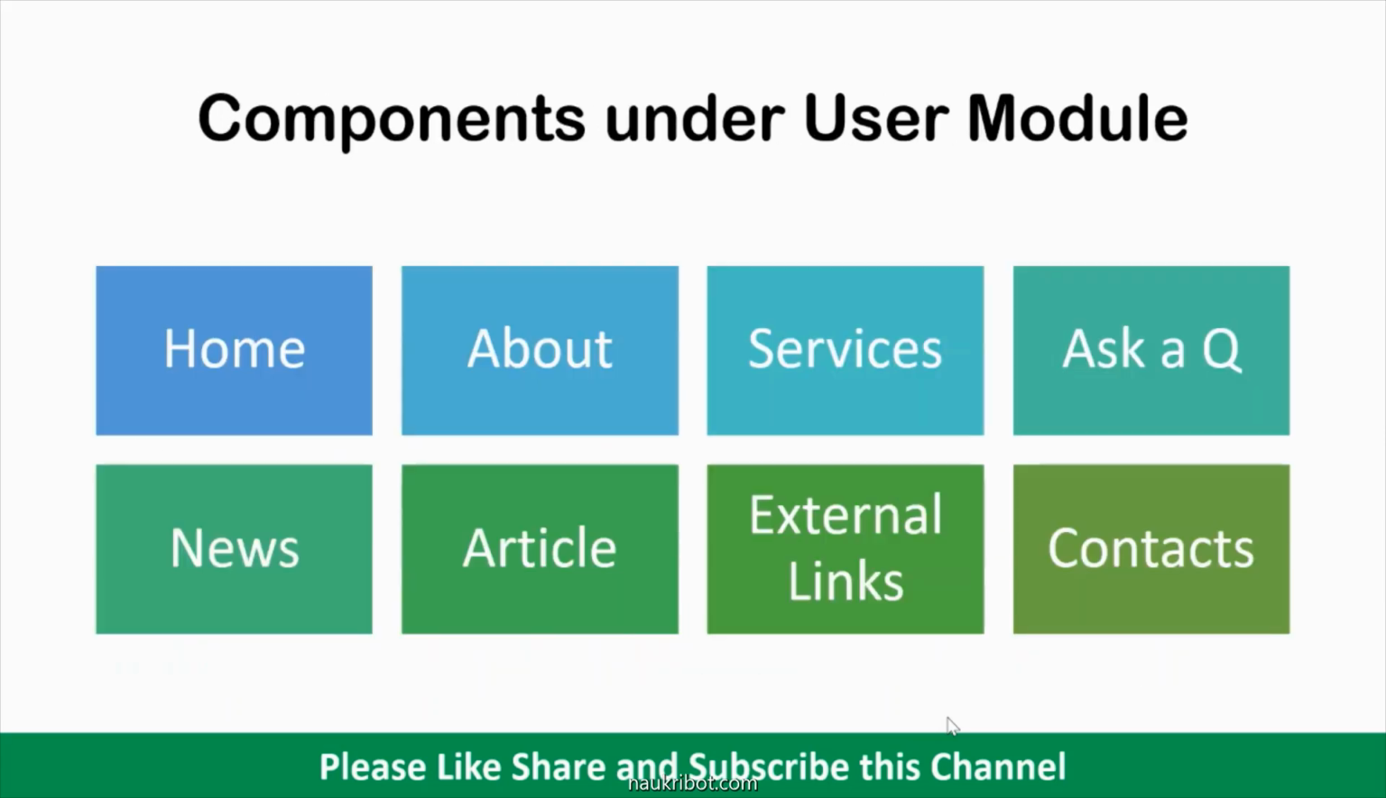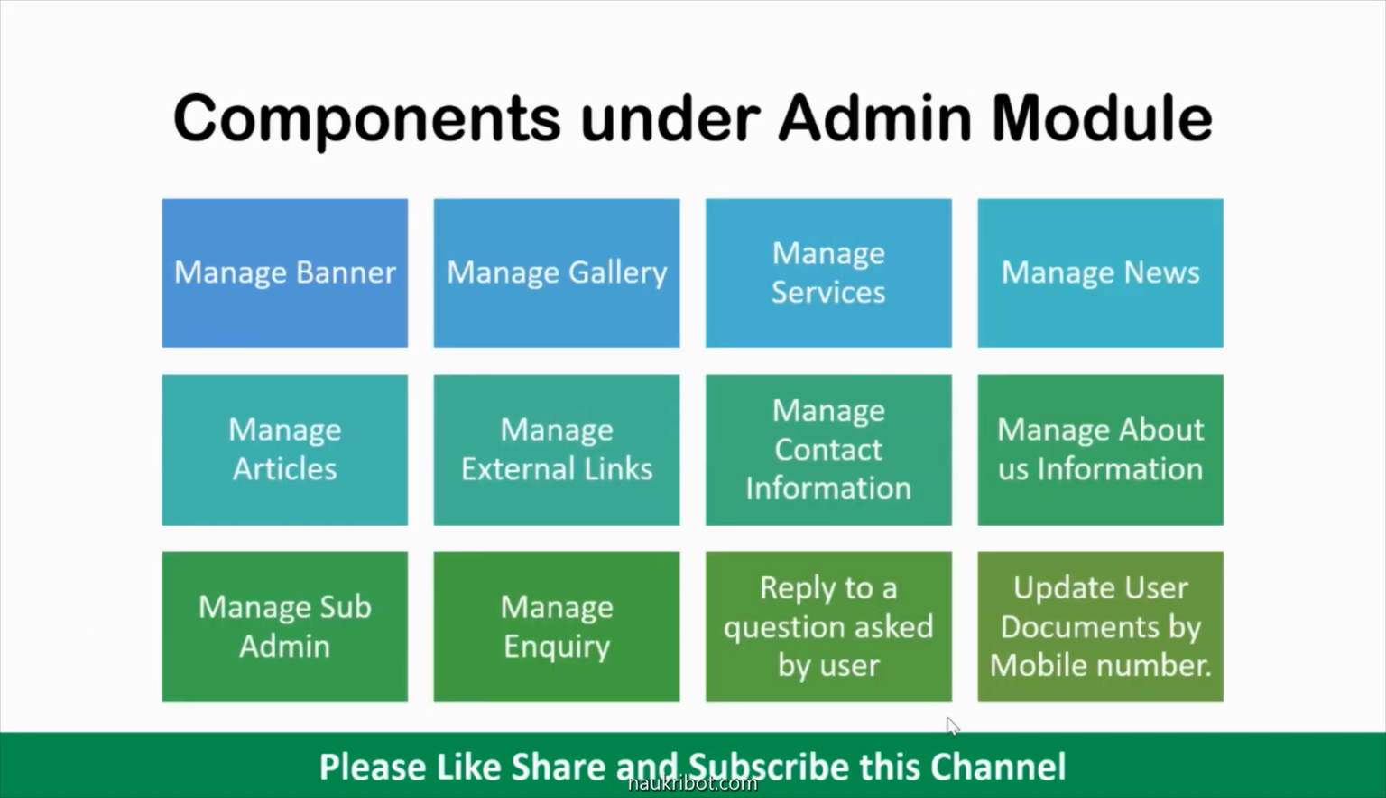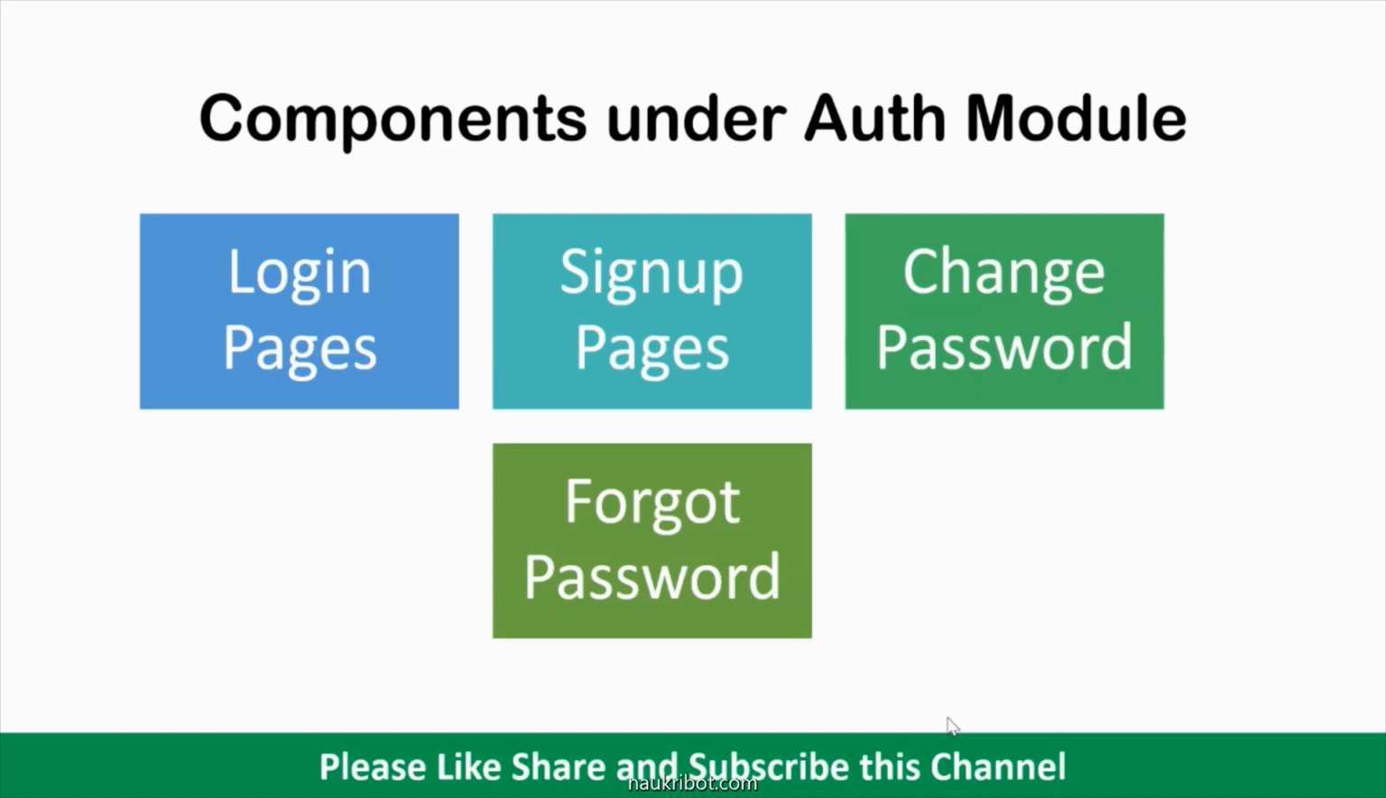So first, I want to tell you the components which I decided to create under the user module. They are home, about, services, ask a question, news, article, external link, and contact. These are components which don't need any login. We can directly access them as a user. And these are the components accessed by the admin. Admin will first log in, and after that admin can manage all these pages like banner, gallery, services, news, articles, external links, etc. And after that we can see that there is the auth module. Auth module requires components like login page, sign up page, change password, forget password, etc.